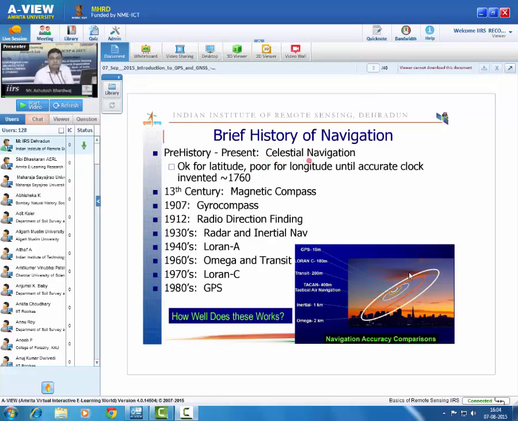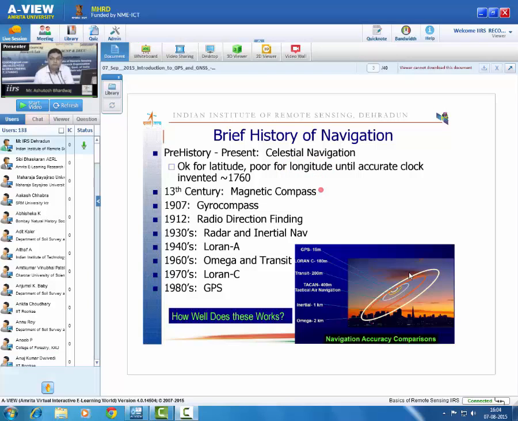As I was telling, historically humankind has been using celestial navigation. That means in the daytime they used the sun as a means of locating direction, and at night the moon and stars were used for navigation. This kind of celestial navigation was good enough for latitude, but it was poor for longitude, because the longitude calculation requires time. So until 1760, when a good clock was invented, the calculation of longitude was a challenging task.